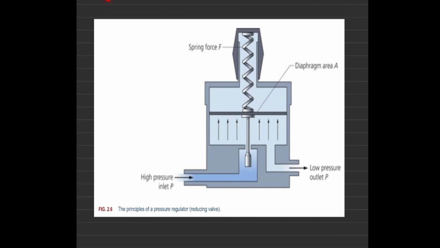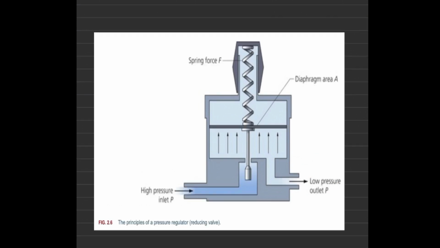P1 A1 is equal to P2 A2. So depending upon the diaphragm area, the output pressure will be decided. High pressure enters from here, it is distributed into this diaphragm area, which increases the area and decreases the pressure. As pressure is inversely proportional to area, an increase in area decreases the pressure, and further we have an output of low pressure. This is the schematic diagram showing the function of a pressure regulator.